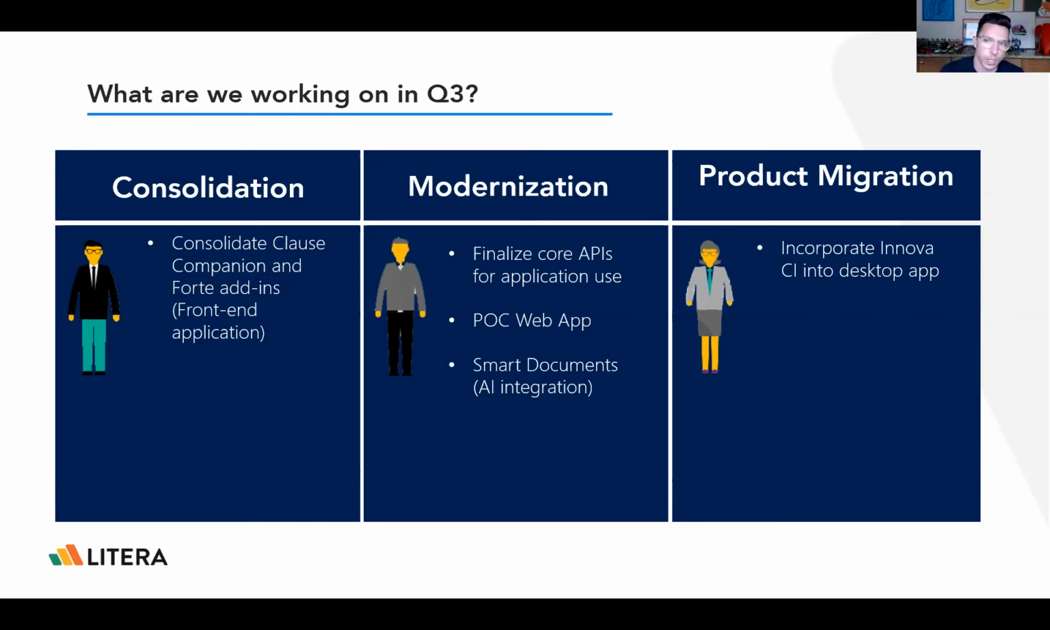New Create, when it ships in Q4, will be a single add-in application that consists of Innova Forte Clause Companion. Depending on what you're licensed for from Litera, the content piece, or the templates piece will show up, one or both will appear. We got the majority of the core APIs accomplished in Q2, but there were some left to finalize in Q3, so we're working on those now.